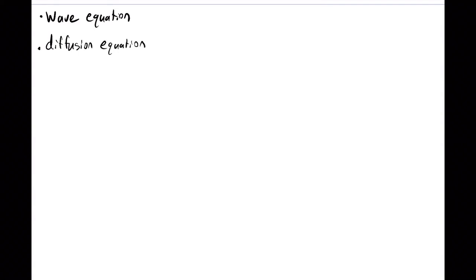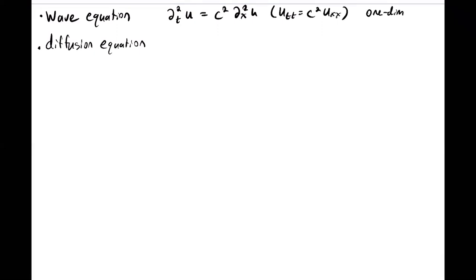And so remember, the wave equation turned out to be a second order equation in time. It says that if you take the second partial derivative with respect to t of your function, then that has to equal some number c squared times the second derivative with respect to x of u. Or another way of writing this is utt is equal to some c squared times uxx. This was the one-dimensional version of this equation, which we derived.